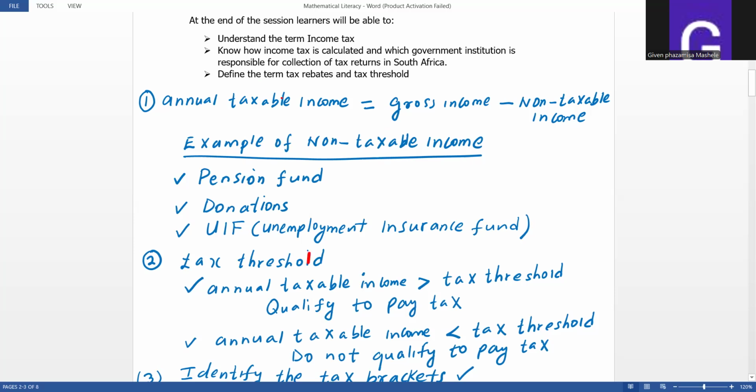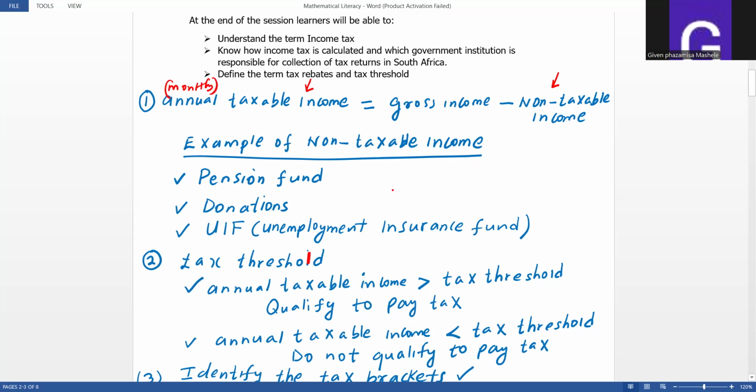But don't forget, if you want to calculate an income tax, it means you must first have what you call an annual taxable income. And this annual taxable income means you have to take the annual gross income, then subtract the non-taxable income, if they are annual. But if they are not annual, you have to calculate the monthly taxable income by taking the monthly gross income and subtracting the monthly non-taxable income.